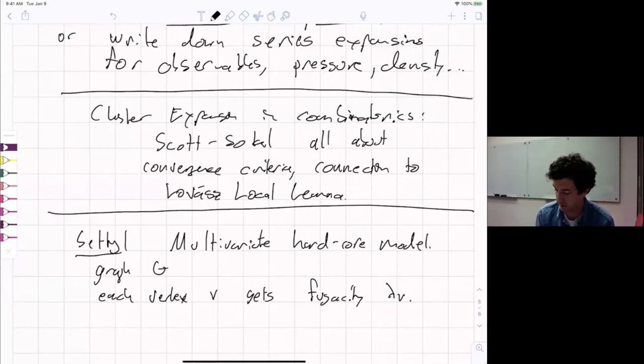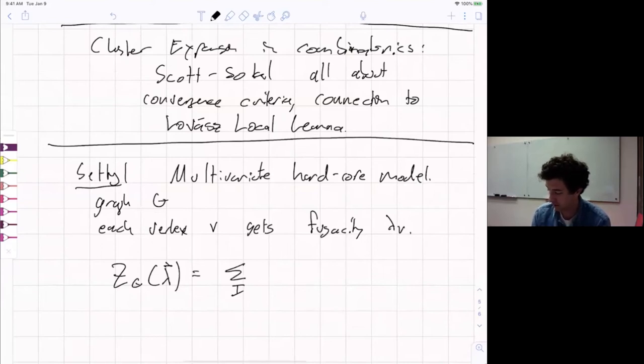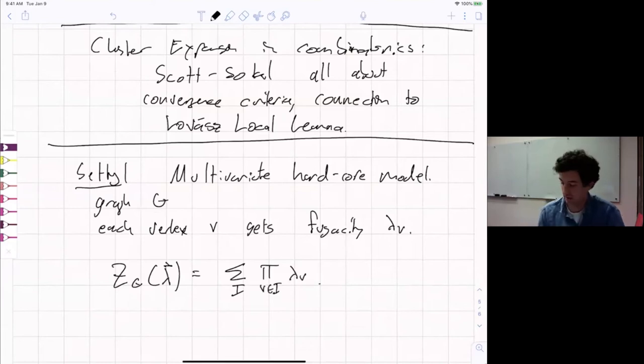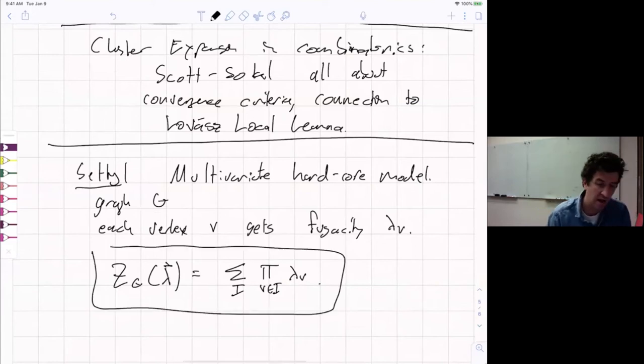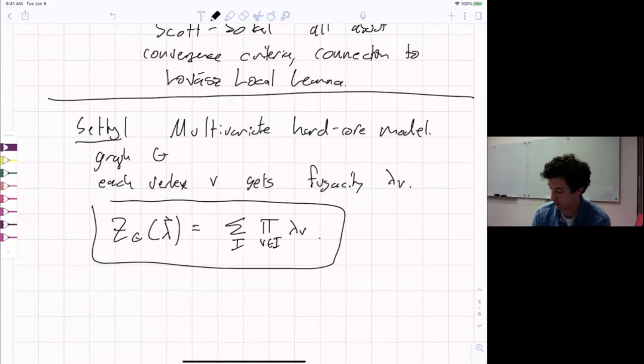And so what's the partition function here? So Z_G, now lambda is a vector. It's the sum over all independent sets, product over the vertices v in the independent set, lambda_v. Okay, so this is our multivariate hardcore partition function. And you recover the previous partition function just plugging in the constant function, lambda_v equals lambda for all v. But now this is a multilinear polynomial.